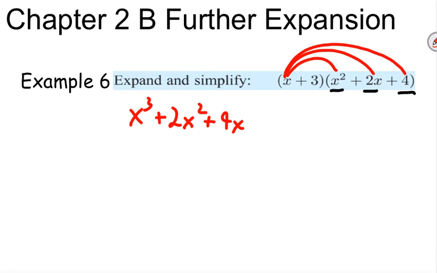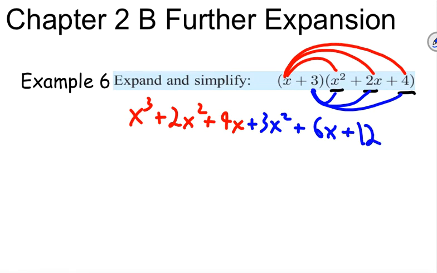Now, I need to do it with the 3. I'm going to take 3 and multiply it through every term on my second product there. So 3 times x squared is plus 3x squared. 3 times 2x is plus 6x. And 3 times 4 is plus 12. So now that I've multiplied those all through, I have 3 terms in red, 3 terms in blue. I'm going to collect my like terms.